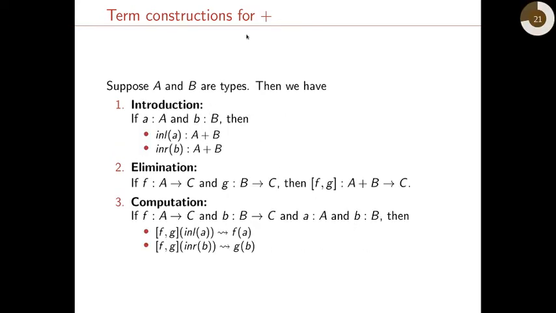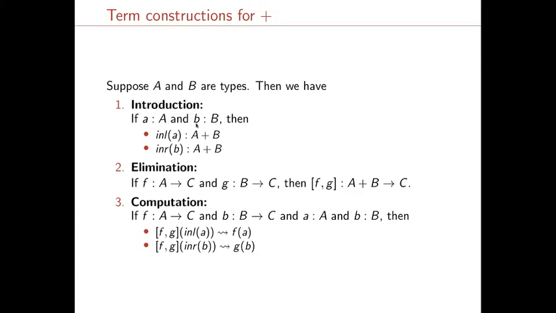And finally, the term constructions for plus, which, as I said, corresponds to or, A or B. Let's look at the introduction rule. If a is a proof of A, then we can form a proof of A or B by taking the left inclusion, in left, from A to A plus B. This corresponds to the or introduction on the left.